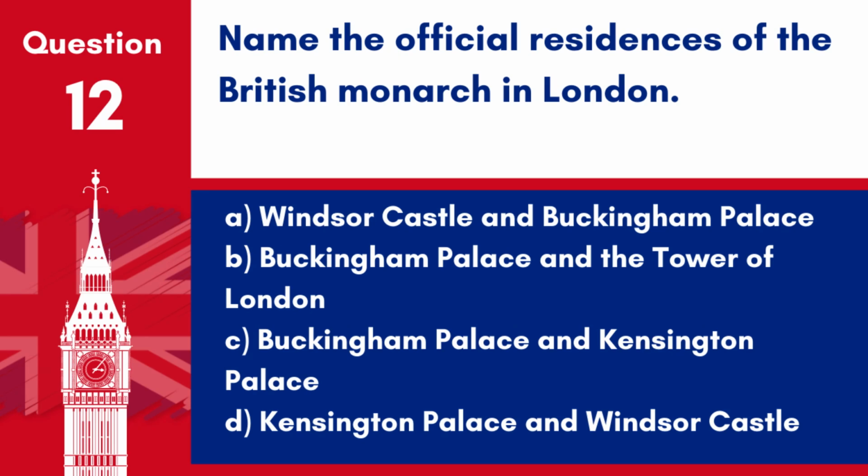Question 12. Name the official residences of the British monarch in London. A. Windsor Castle and Buckingham Palace. B. Buckingham Palace and the Tower of London. C. Buckingham Palace and Kensington Palace. D. Kensington Palace and Windsor Castle. Answer: C. Buckingham Palace and Kensington Palace. These are among the official residences of the British monarch in London, with Buckingham Palace serving as the principal residence.